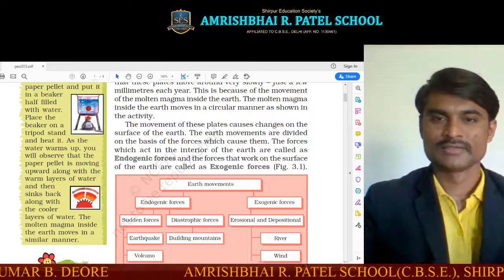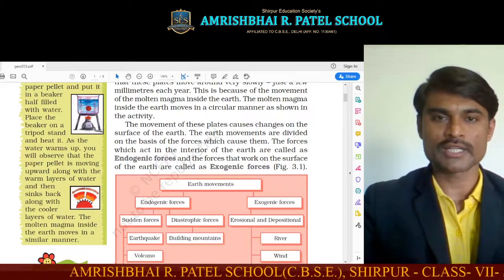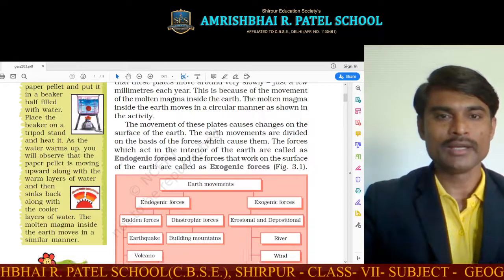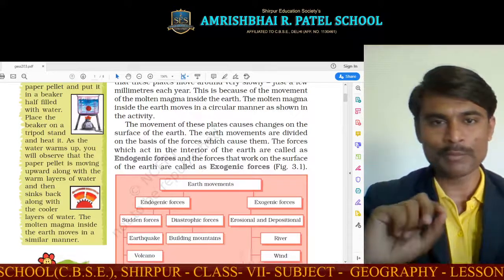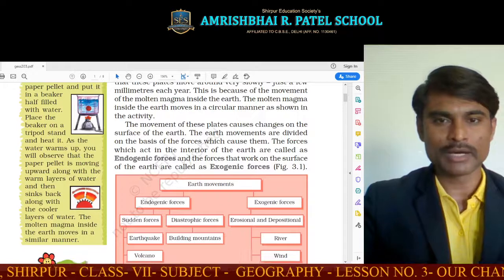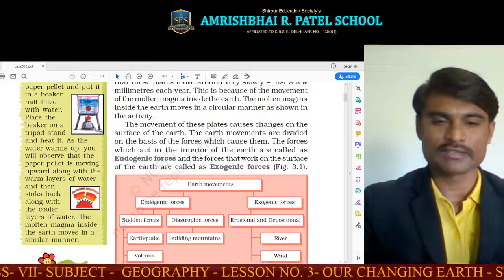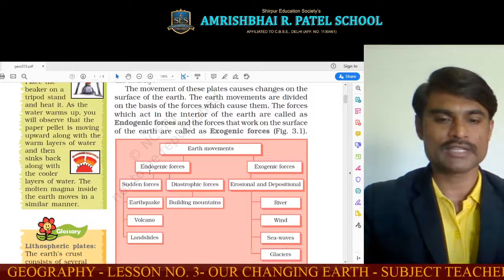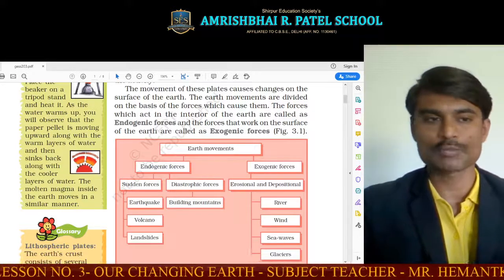So from this activity we can understand the motion of the molten magma which is present inside the earth. So dear friends, in this way we have seen how the lithospheric plate has broken into many plates, and they are moving a millimeter each year. This is only because of the movement of the molten magma inside the earth, and that magma moves in a circular manner as we have understood from the given activity. So let's see how the movement of these plates brings changes on the surface of the earth.